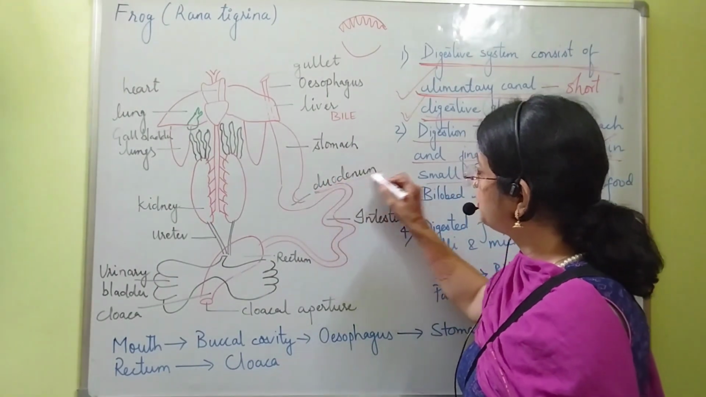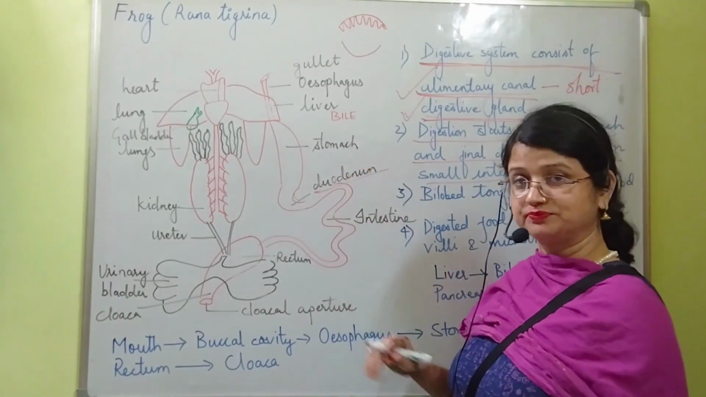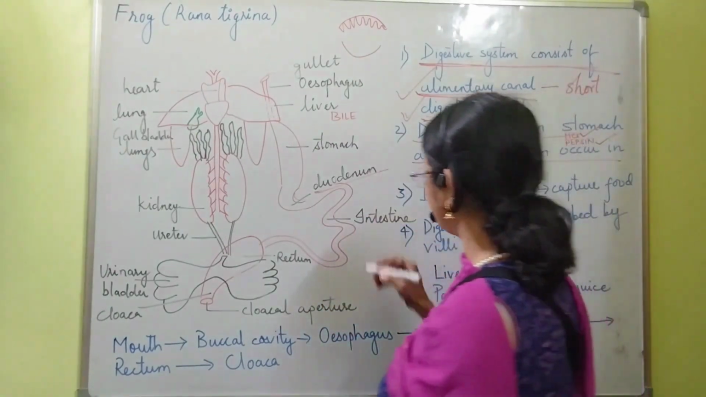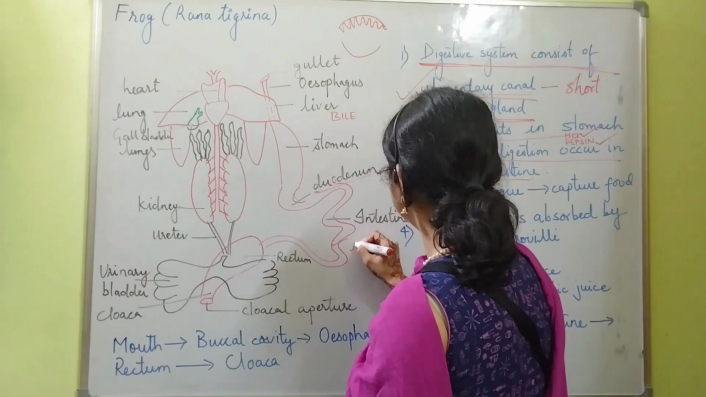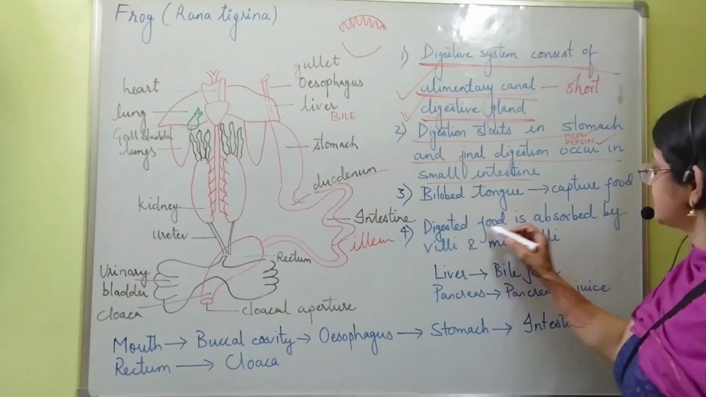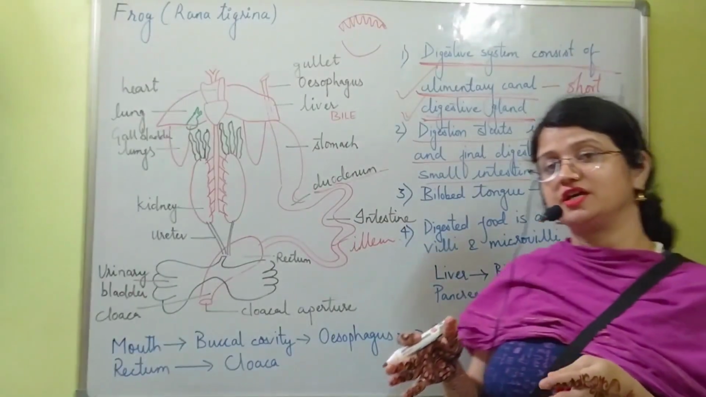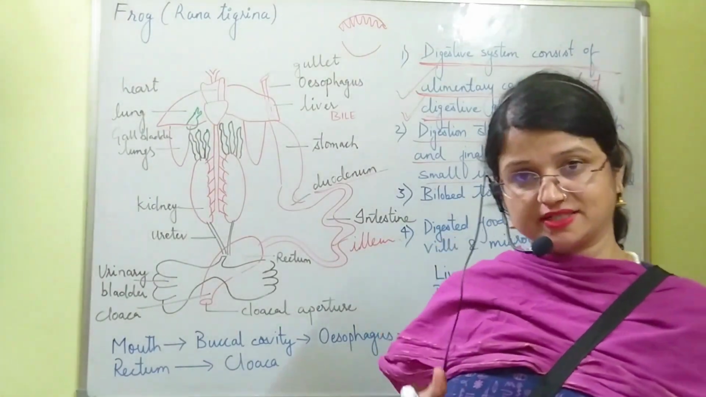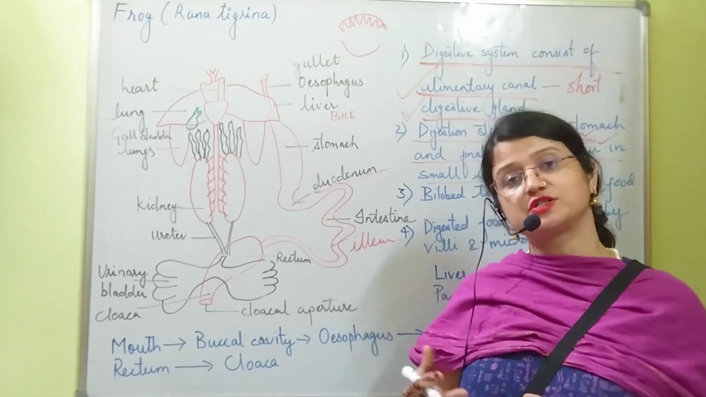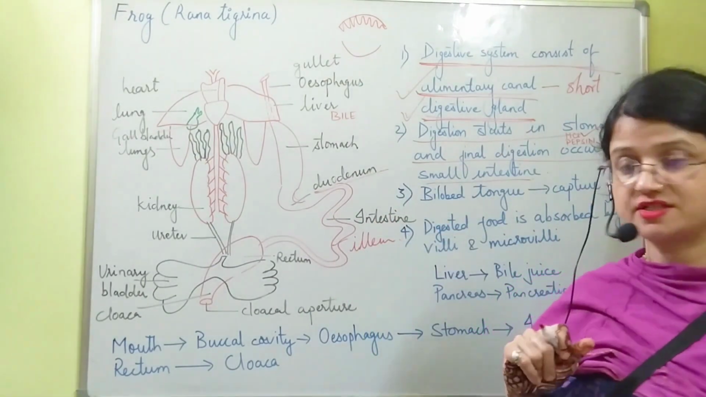Now second important thing is that the stomach, it opens into the intestine and the first part of the intestine is duodenum. Clear? And this duodenum leads to the ileum. So the intestine, it consists of two parts, duodenum and ileum. So I am writing here duodenum and ileum. Digested food is absorbed by villi and microvilli. So final digestion will take place in the intestine, and this intestinal wall has finger-like projections which are known as villi. So these villi and microvilli will help in the absorption of the digested food.